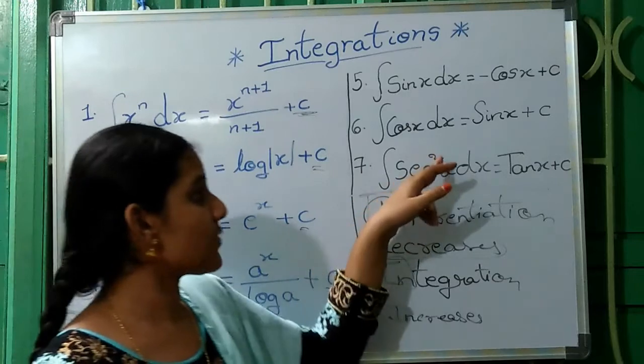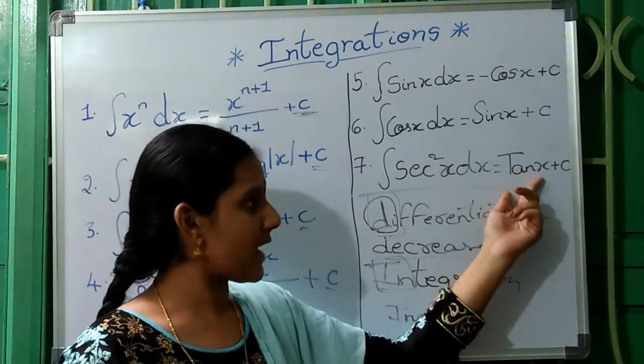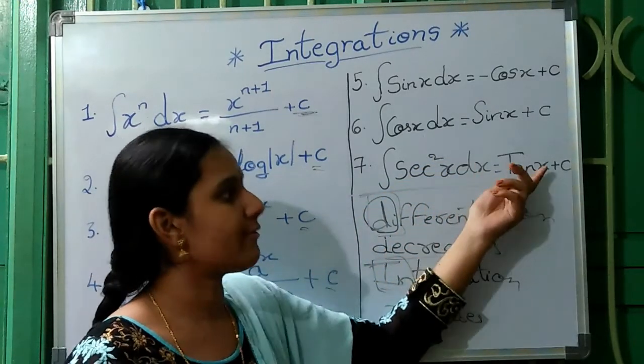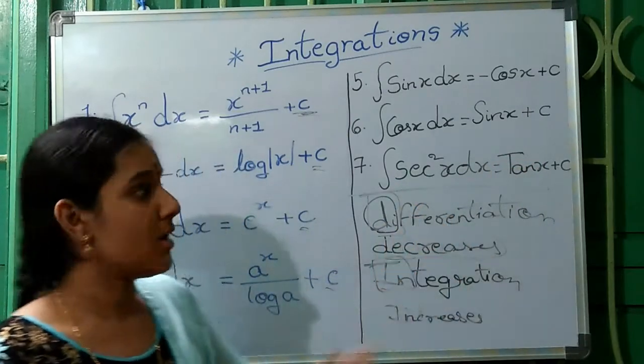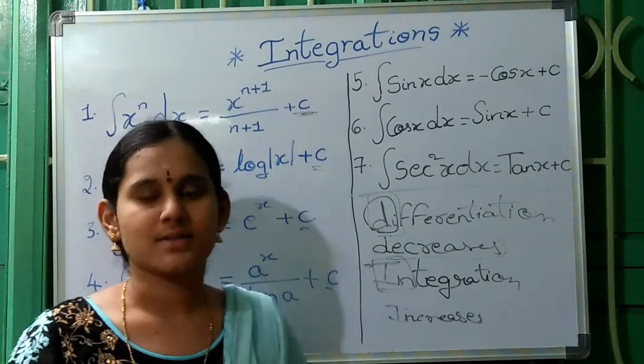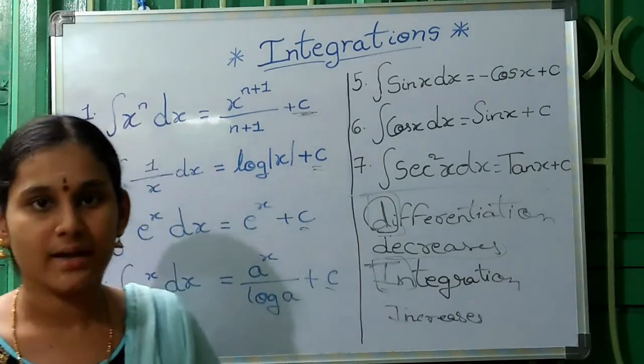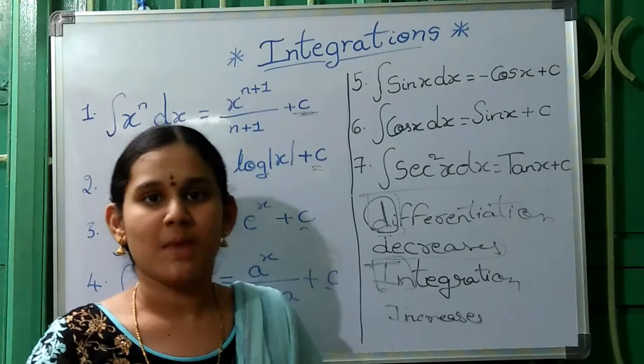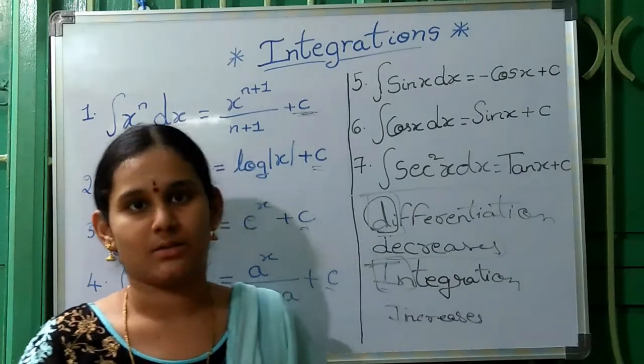Next, integral secant square x dx is equal to tan x, whereas differentiation of tan x is secant square x. We will derive the integration of tan x, integral secant x, integral cosecant x, integral cot x using some theorems.